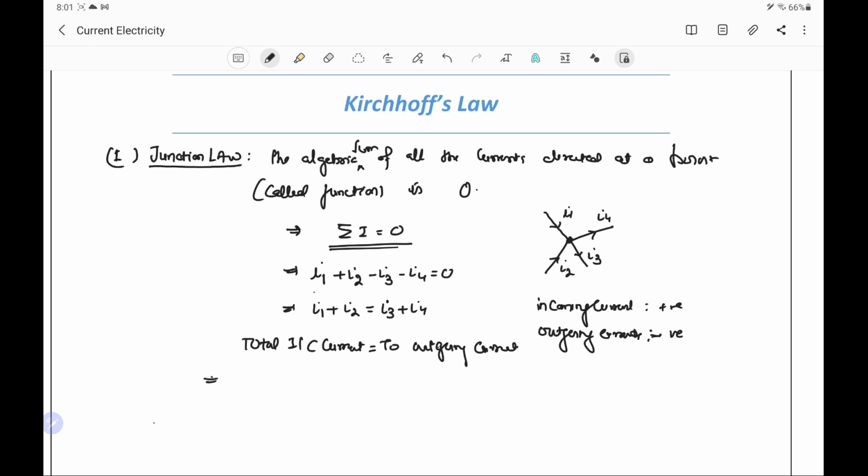This is the application of conservation of charge. Because current is the rate of flow of charge, and there is no point where charge can be stored or generated, at the junction the total incoming charge will be equal to the total outgoing charge. So we can say the junction rule is the application of conservation of charge.